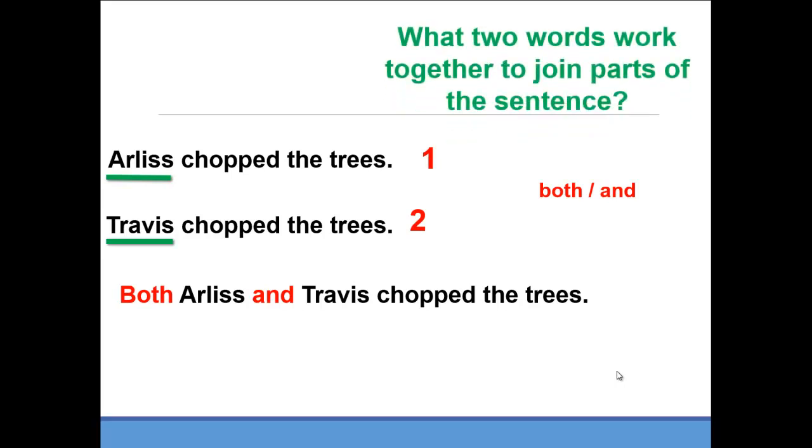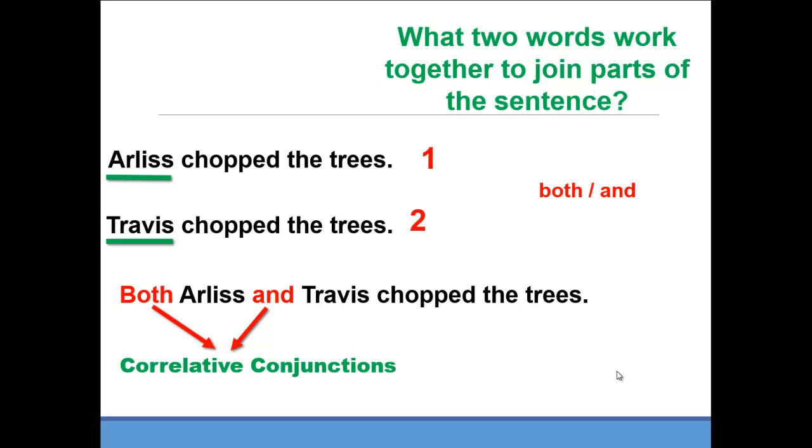So what two words work together to join parts of the sentence? The words both and. They are two conjunctions that work together to join the parts of that sentence. So these conjunctions are correlative conjunctions. So what are the correlative conjunctions? They are words that come together to join parts of a sentence. They have to come together. They always work together.